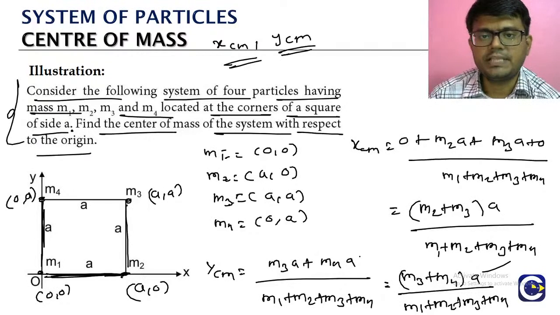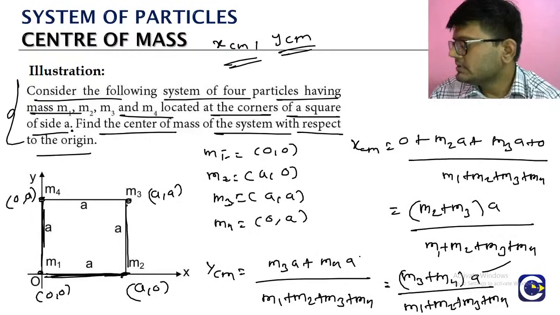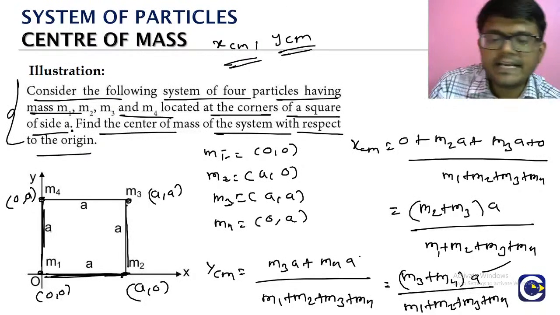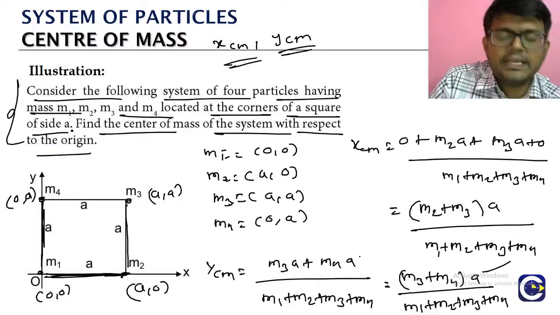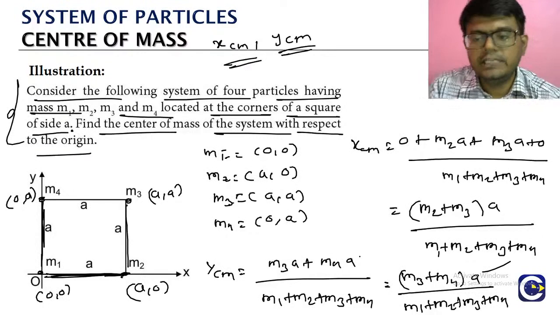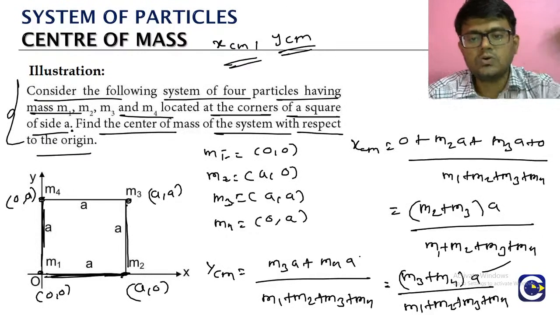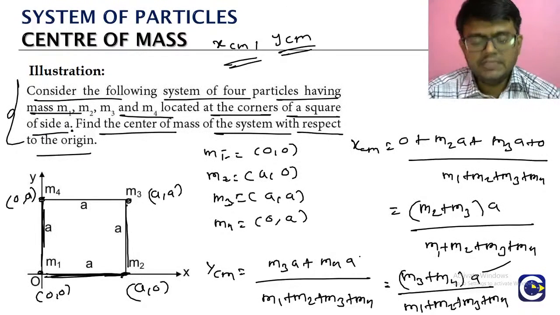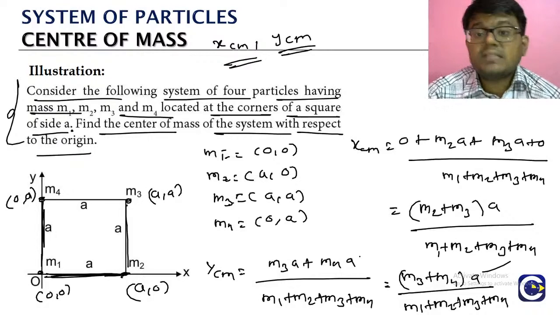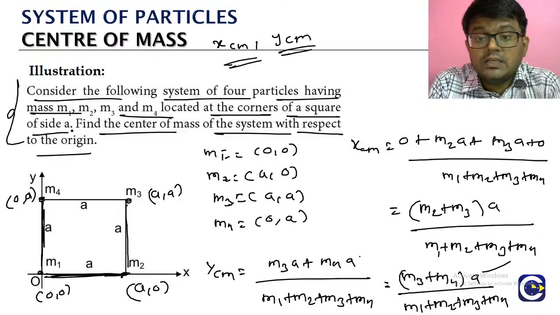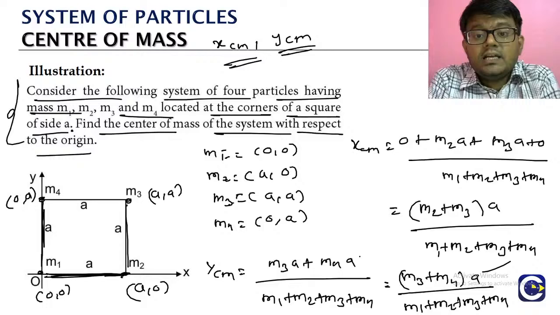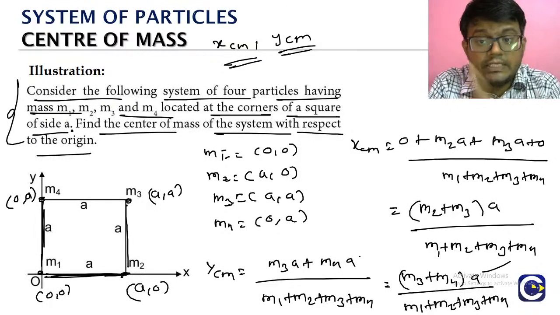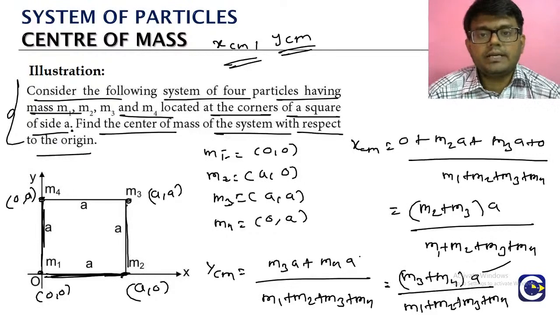It's a straightforward thing. All we need to do is just go as per the formula. It is the weighted average. The weightage of the location coordinates is based upon the mass of the respective particles. Here all the particles are in the xy plane, so the center of mass location will have the x coordinate as well as the y coordinate.